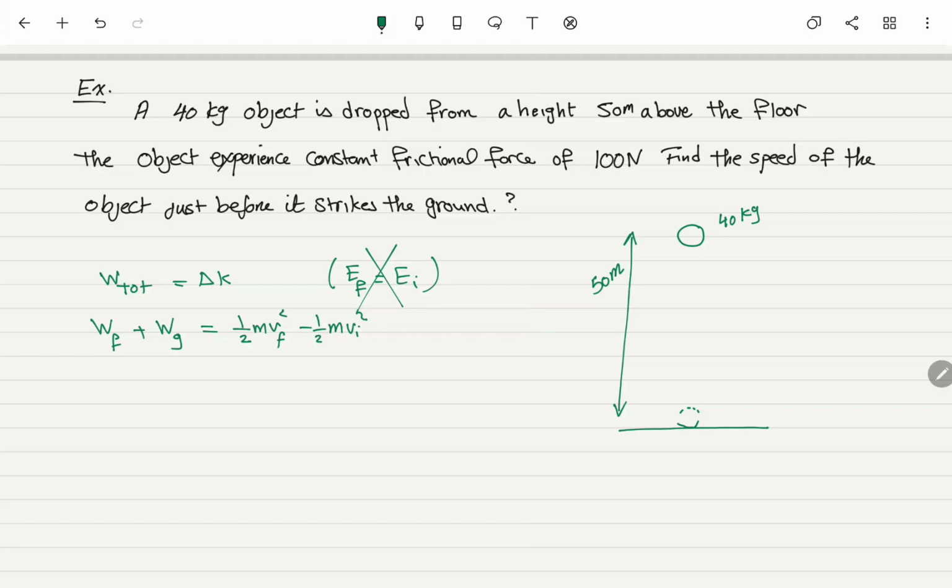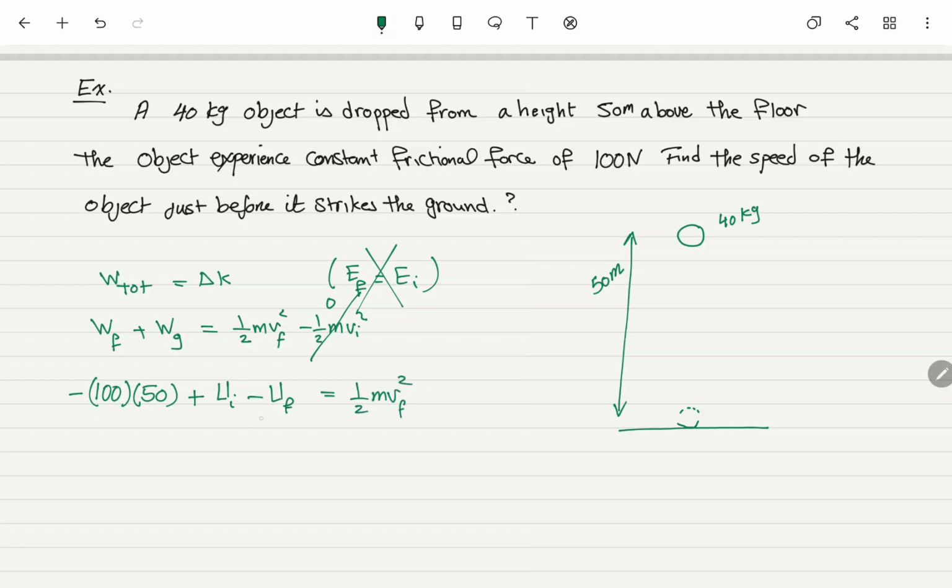Since the object is dropped from rest, this one will be 0. Work from friction: the displacement here is 50 and the friction is going up, so it's minus 100 newtons times 50 meters plus U initial minus U final equal to half v final square.